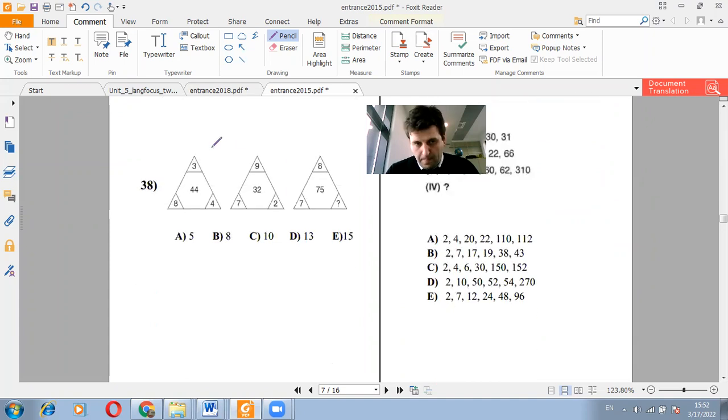Question 38. Okay, you have this number, which is the result, and by using the other numbers at each angle of the triangle, we need to come to this result. Okay, let's multiply these 2 numbers. We'll get 32, right? And let's multiply these 2 numbers.